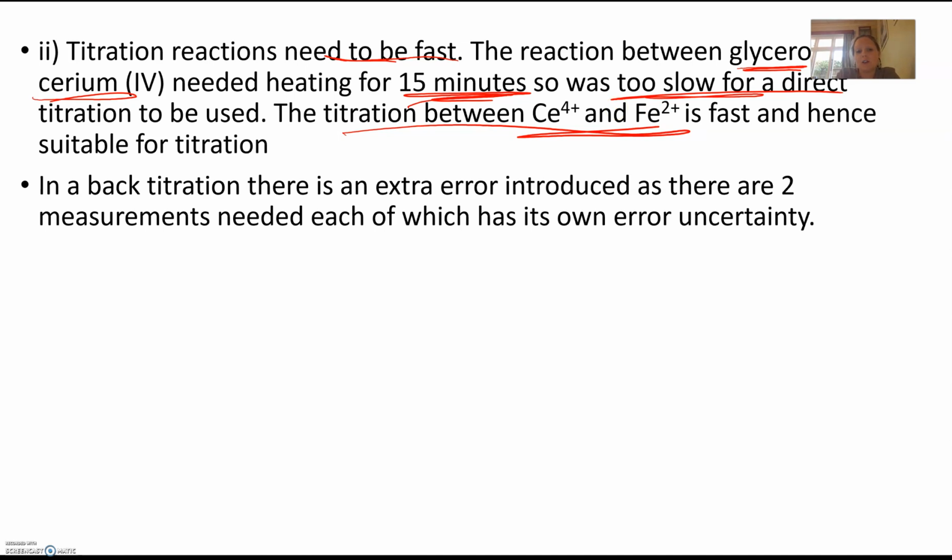With a back titration, there is extra error because you have to take 2 measurements from the 2 titrations. However, it's far more accurate this way, and so we tend to think that back titrations are actually overall a much better idea. Hopefully that makes sense.